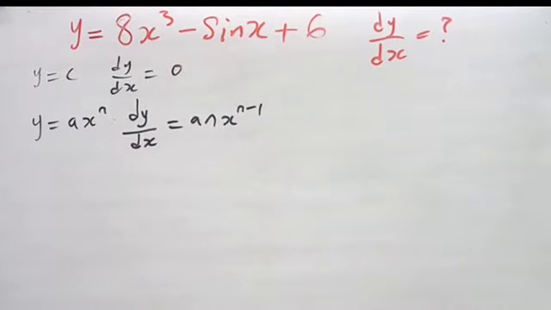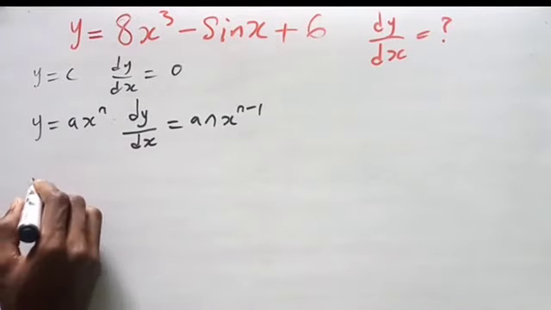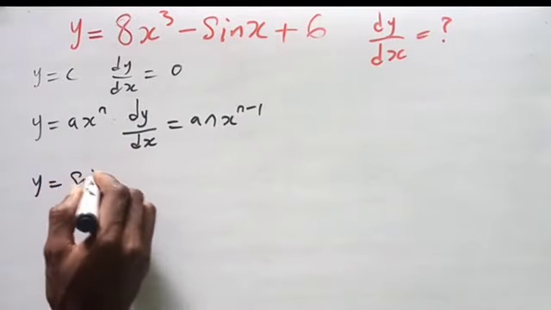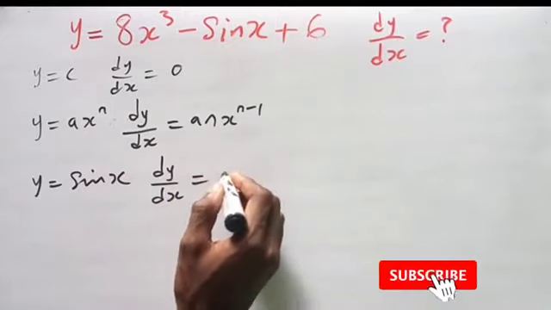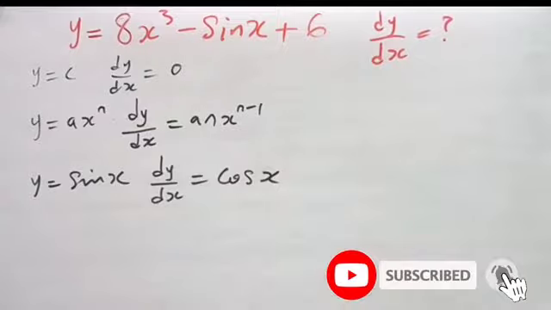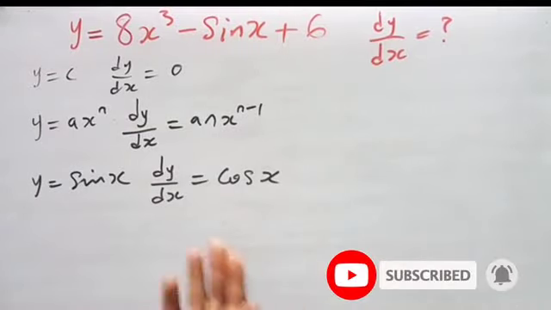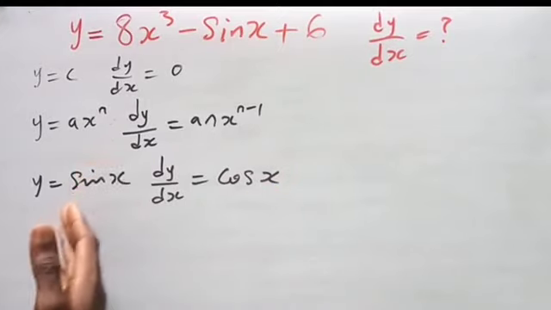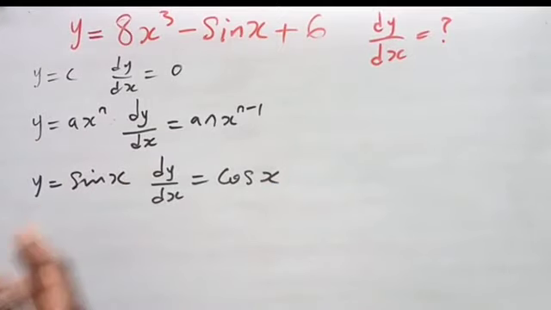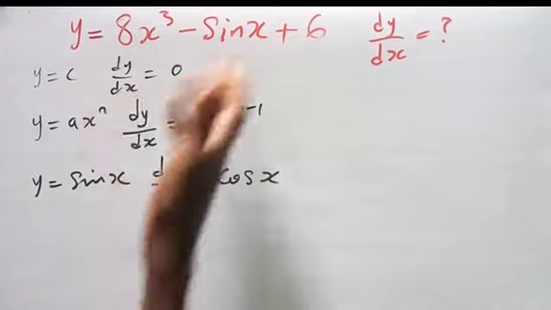And for trigonometry, if y is equal to sine x, the derivative of this is equal to cos x. We also have, if y is equal to cos x, the derivative will now become minus sine x. We will soon get to that. So let's solve this first.